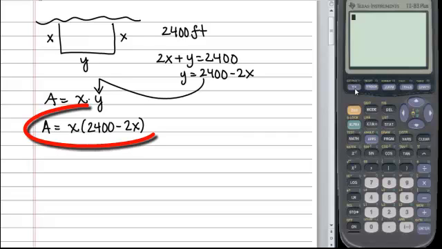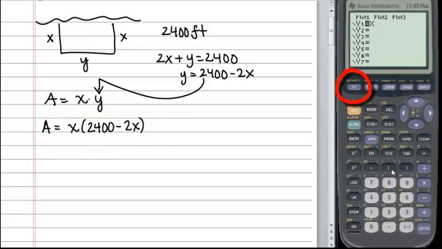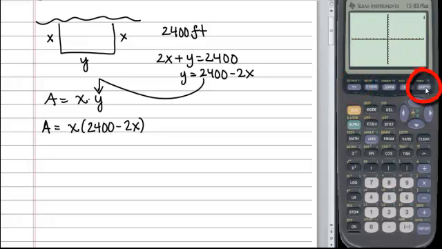I've set up my equation such that I've got only one variable, and what I'm going to do is put that equation for area that I want to optimize, I want to find the maximum, into my y equals. So I type my equation into my y equals, and I hit graph and I notice there's nothing there. Well, it's because the window doesn't make sense for this actual function.